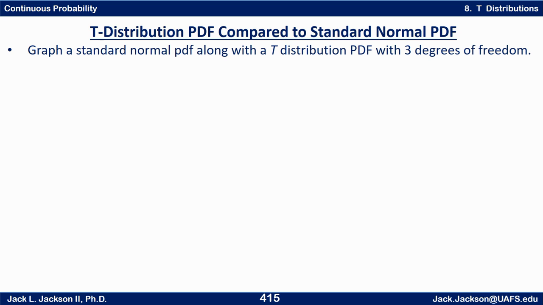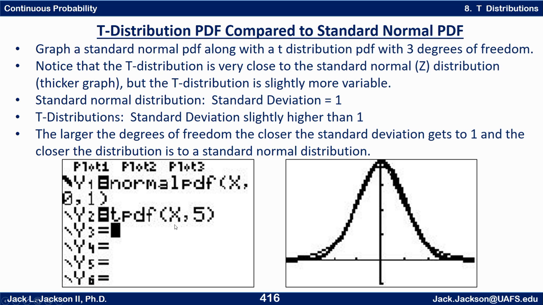Okay, we can graph a standard normal PDF along with a t distribution PDF with 3 degrees of freedom. Well, if you do that, then you can do the t PDF of x, 5, and I've made the darker one here the normal PDF of x, 0, 1. So y1 is the standard normal, and y2, the thinner one, is the t PDF. Notice the t PDF is above the graph of the standard normal on the outside part, but underneath on the inside part.